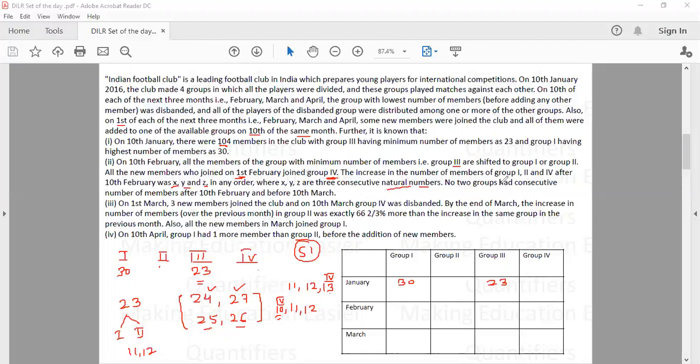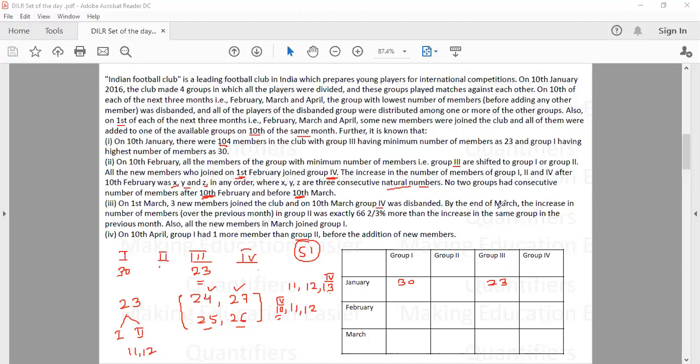Next it says no two groups had consecutive number of members after 10th of February and before 10th March. Now before 10th March simply means that after 10th February, when the new members were added to group number 4 and all the remaining members were distributed in group number 1 and 2. On 1st March, 3 new members joined the club, and on the 10th of March, group 4 was disbanded. That means group 4 must have the least number of people.